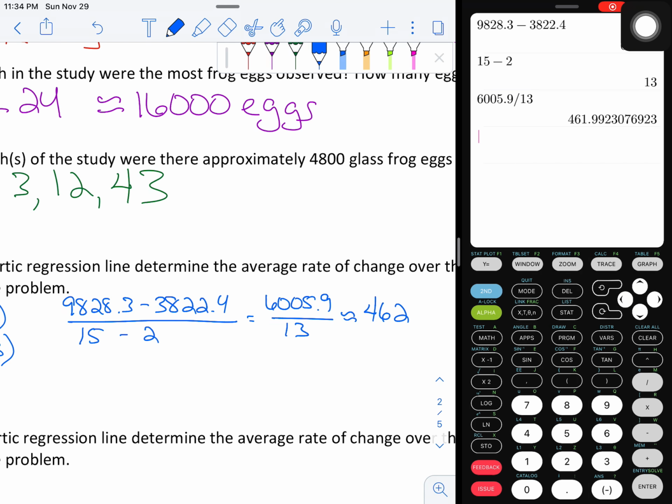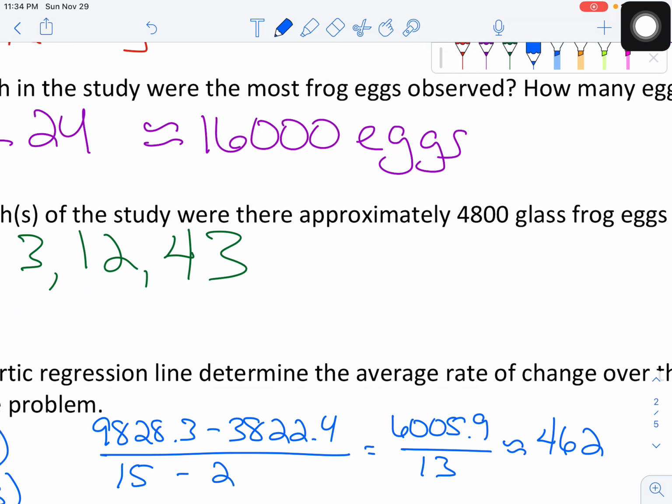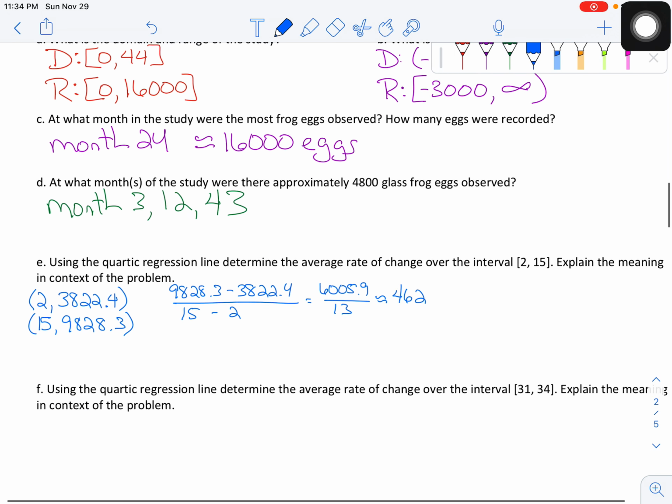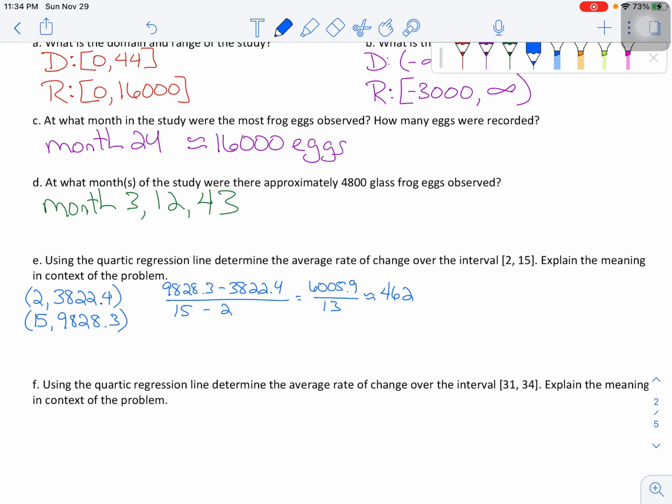Now at this point, I'm going to go ahead and get rid of Calculate 84 here. So I'm just working with Notability, okay? Because there's a second part to this problem that says explain the meaning in the context of the problem. So first thing I want to recognize is this is positive. All right. Second thing I want to recognize is this interval is from 2 months to 15 months.